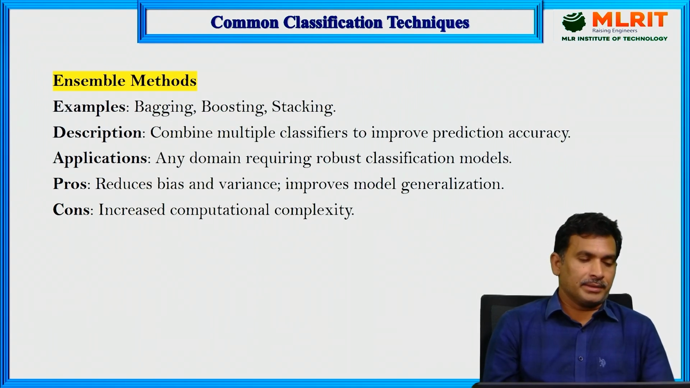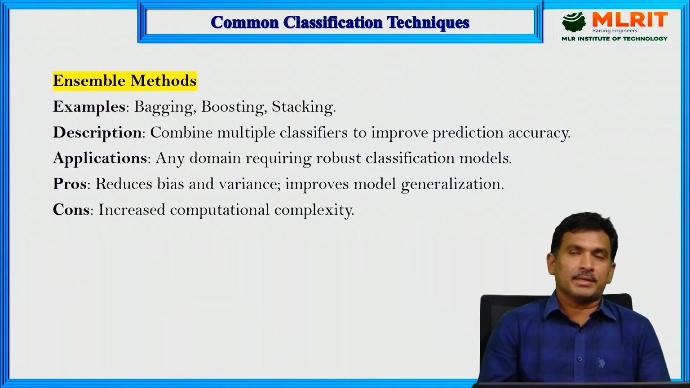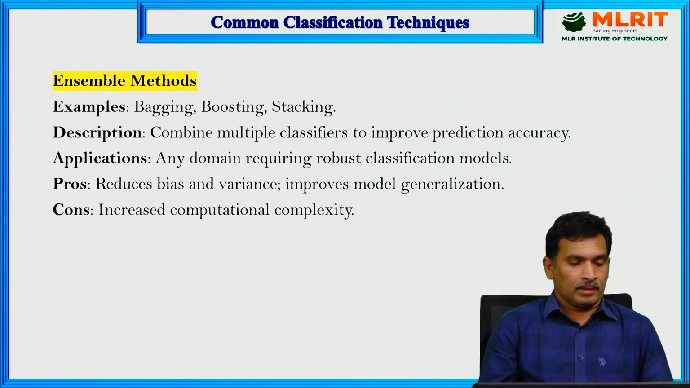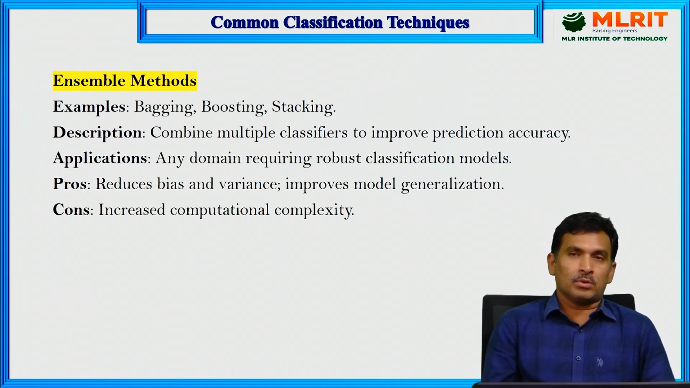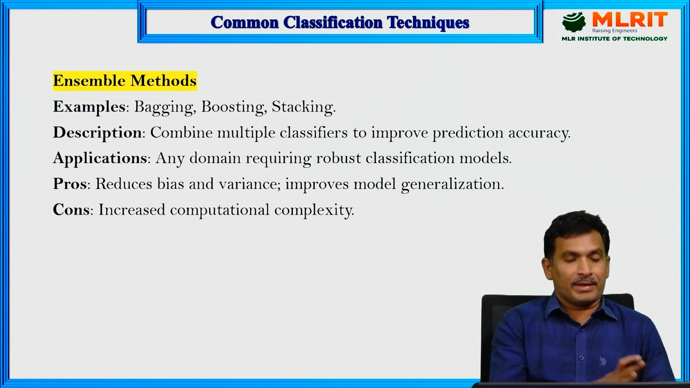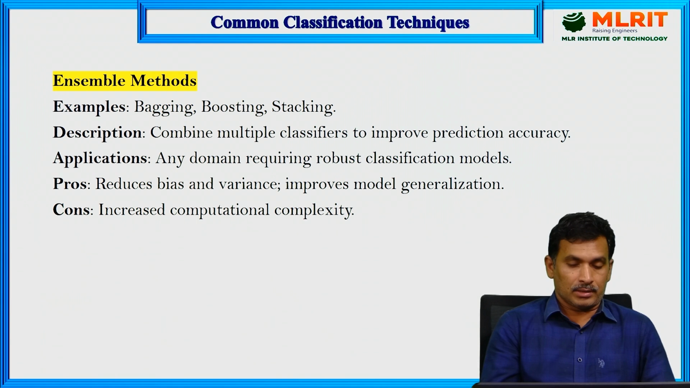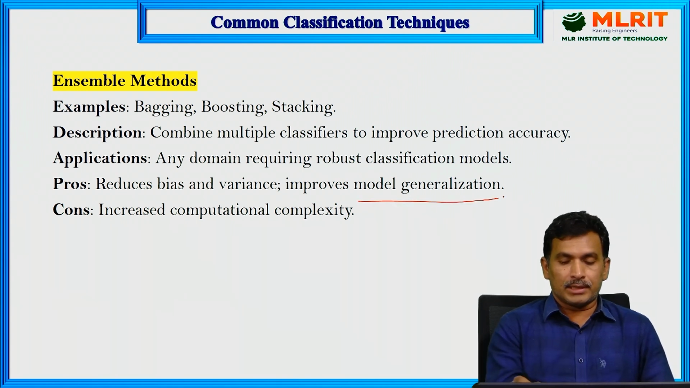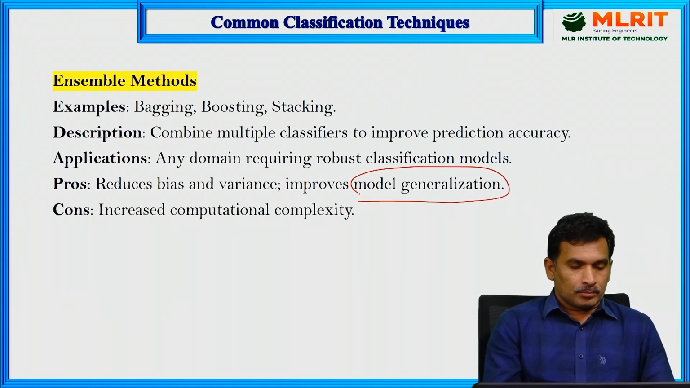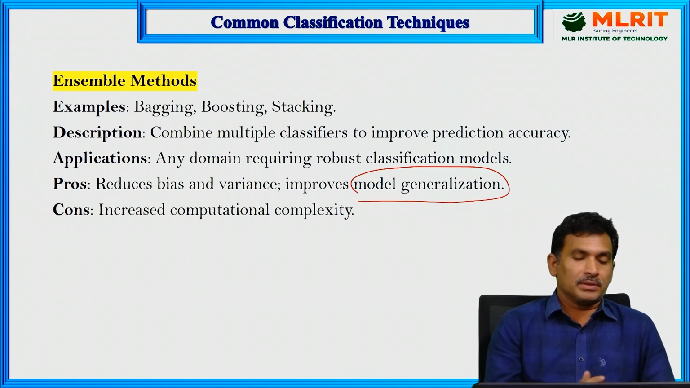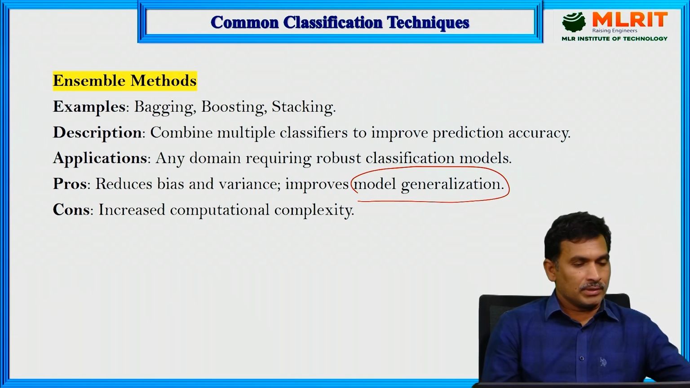Next, ensemble methods like bagging, boosting, stacking. These combine multiple classifiers to improve the prediction accuracy. Applications: it could be applied to any domain requiring robust classification models. It reduces bias and variance and improves model generalization. As we discussed, the model should not be overfitting as well as underfitting. It should be a generalized model. Improved model generalization means the classification would be more accurate. Increased computational complexity is the one disadvantage with these ensemble methods.